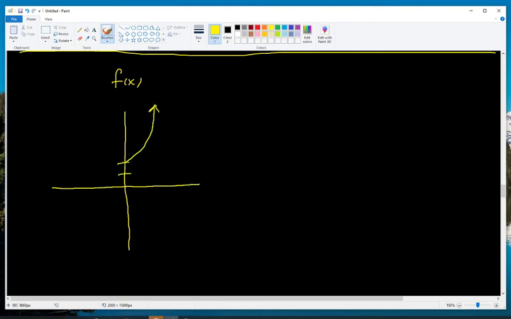So we have kind of a graph like that, and we want to graph, I'll use a different color, f inverse of x. So what we said to do in the previous problem, first of all, this is 1-to-1. Every horizontal line only hits it once. So we're good to go there.